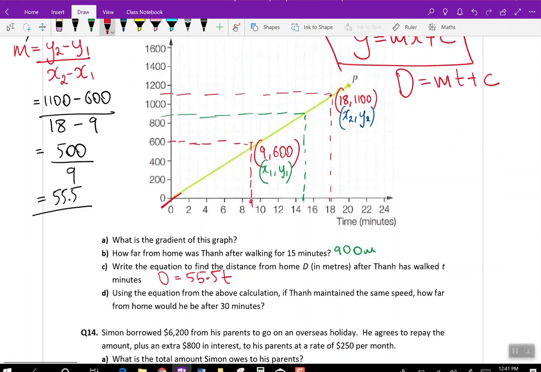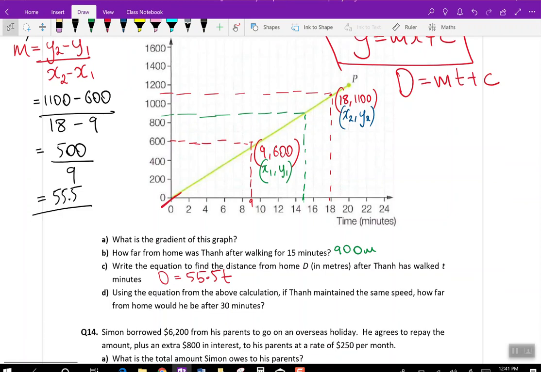Alright? Using the equation above, calculate if Tan maintains the same speed, how far from home would he be at 30 minutes? So D equals 55.5 times 30. You multiply that with 30, you get 1,666.67 meters. Any questions with that?